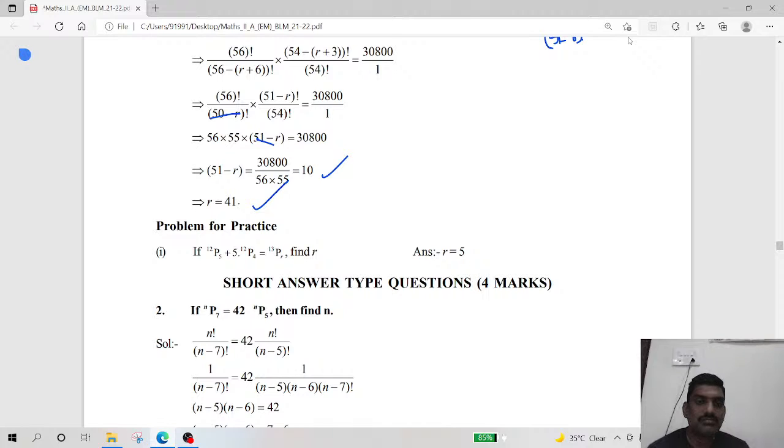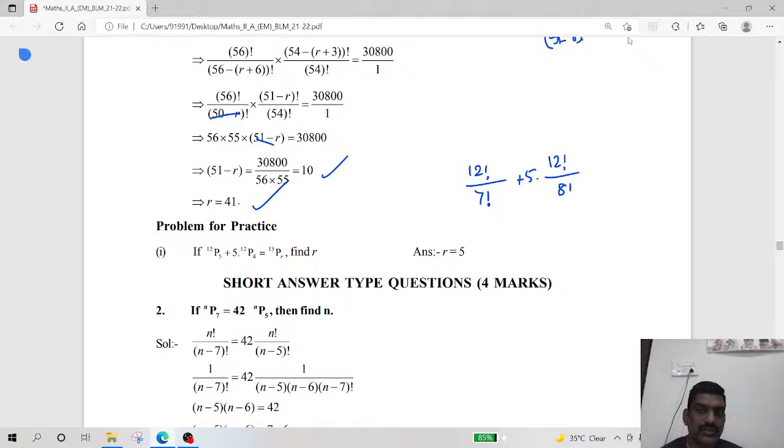Next, 12P5 plus 5 times 12P4 is equal to 13Pr. Find r. Better way is directly write the formulas and simplify. 12P5 is what? 12 factorial divided by 12 minus 5 factorial, that is 7 factorial, plus 5 times 12P4, 12 factorial divided by 12 minus 4 factorial, 8 factorial.